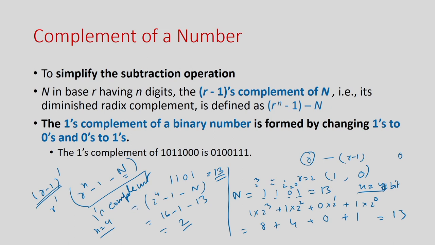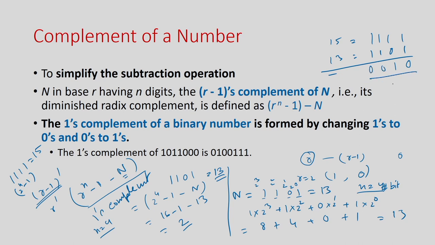How am I getting this? In general, r to the power n minus 1 is the number where all n bits are 1; with n equal to 4 in my case, it is 15, which is 2 to the power 4 minus 1. So for the 1's complement I take all 1s, which is 15, and subtract the number 13, which is 1101. 1 minus 1 is 0, 1 minus 0 is 1, 1 minus 1 is 0, 1 minus 1 is 0, which is nothing but 2.